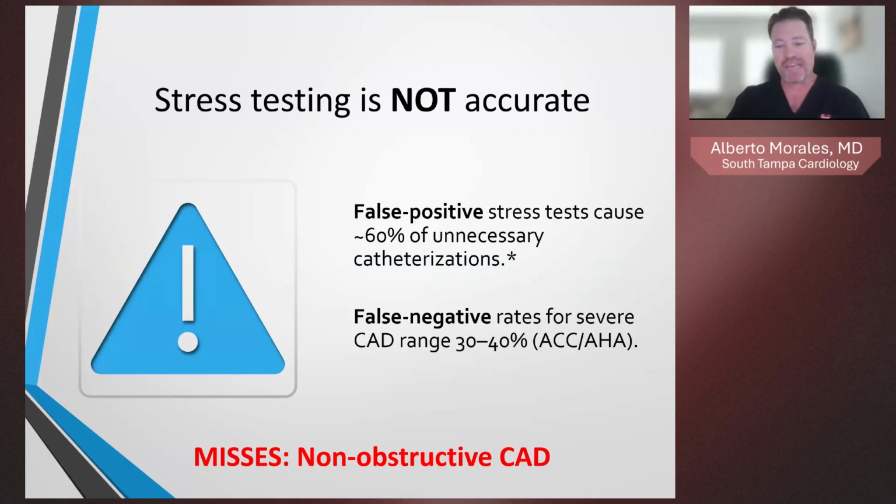These are scans that obviously, if they're normal, we interpret that as the patient doesn't have any disease. But the actual data shows that around 30 to 40% of patients that we tell on a stress test are normal actually have significant obstructive disease. And let's imagine we're in a world where stress testing is 100% accurate and it doesn't miss any blockage over 50%. It still misses non-obstructive plaque.